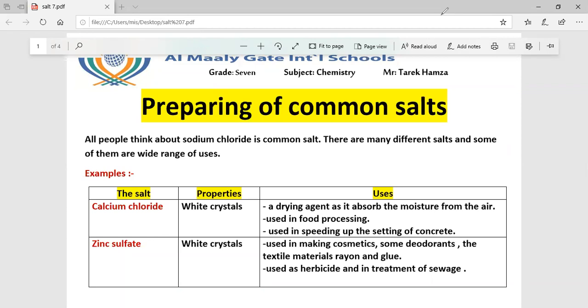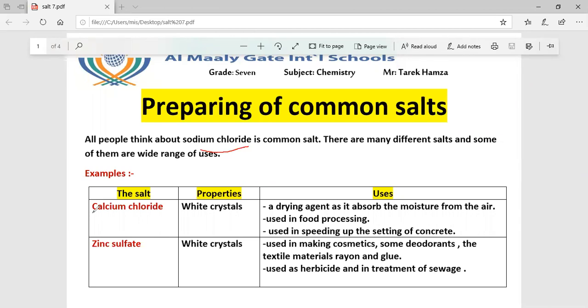All people think that sodium chloride is the common salt. But there are many different salts, and some of them have a wide range of uses. We are going to explain some examples of these salts.